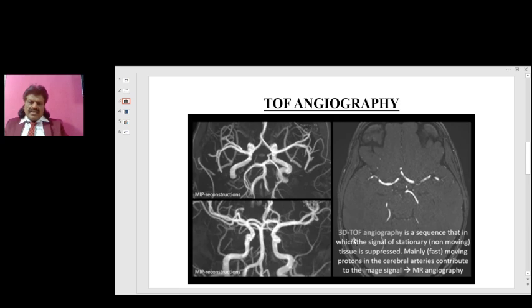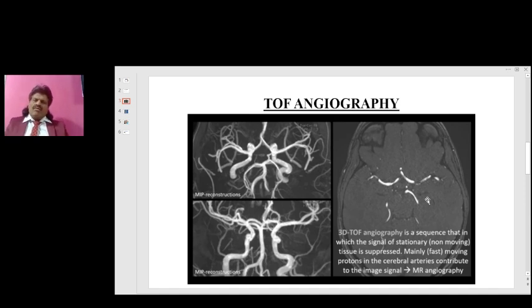So this is a 3D TOF angiography. It is a sequence in which the signal of stationary or non-moving tissue is suppressed. So mainly the fast moving protons in the cerebral arteries contribute to this image signal. So this is the MRI angiography, TOF angiography.